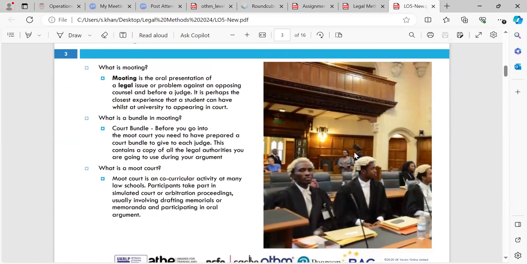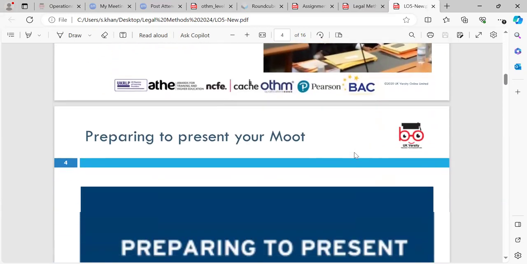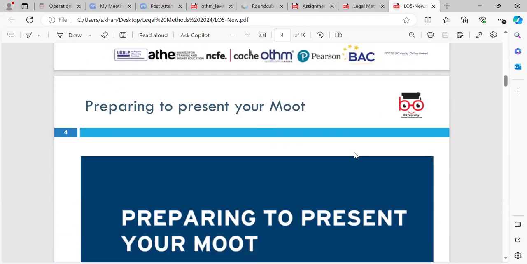And the importance of activities, why mooting is so important. We looked at preparing your moot: before you participate, you need to do your research, and you need to be able to present your moot. So you need to be quite professional. You need to be talking in a manner which is professional because you'll be referring to the judges as my lady or my lordship. So you need to look at the language used as well.